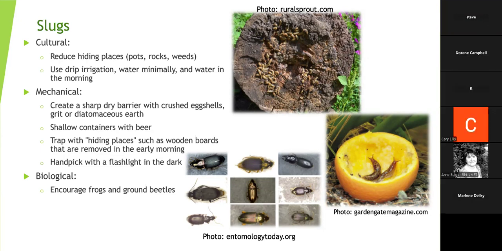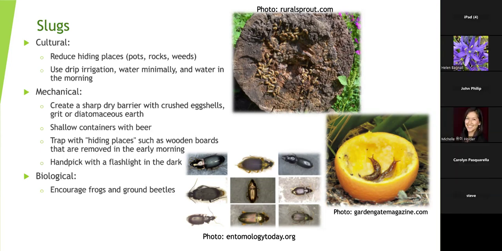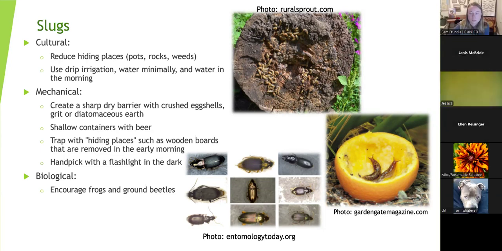Mechanically, we can create a sharp, dry barrier with crushed eggshells, grit, or diatomaceous earth. Some people have applied those things, and those are not chemical. Those are just things that are mechanically hurting the slugs. Shallow containers with beer work great also.